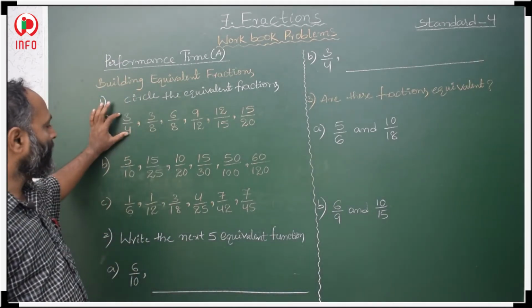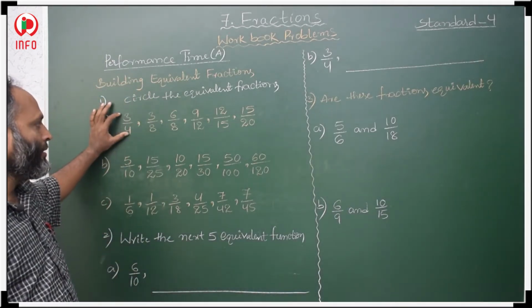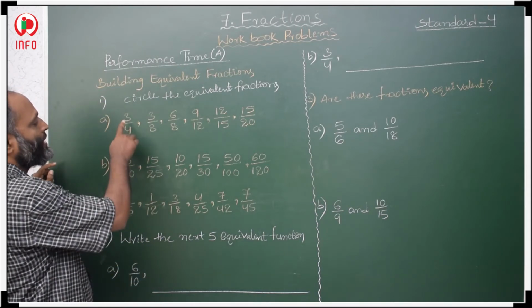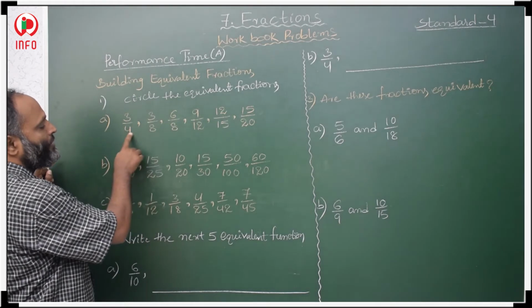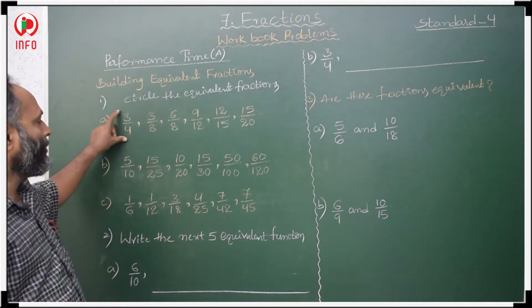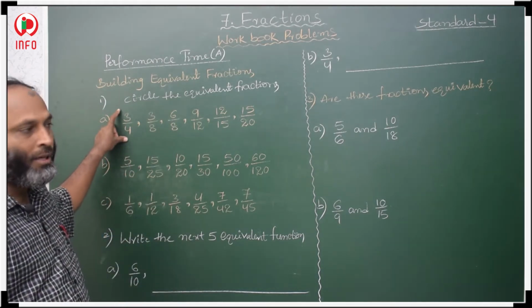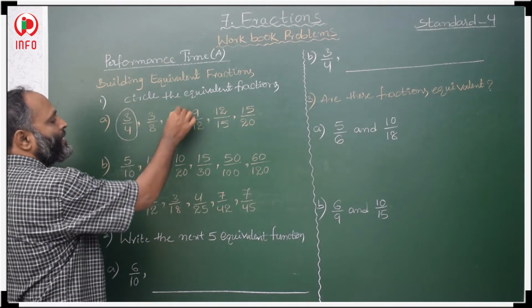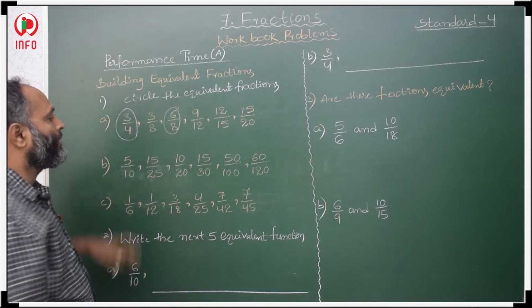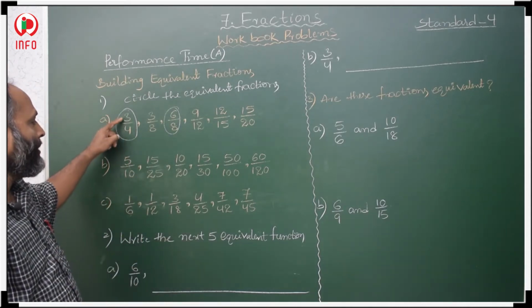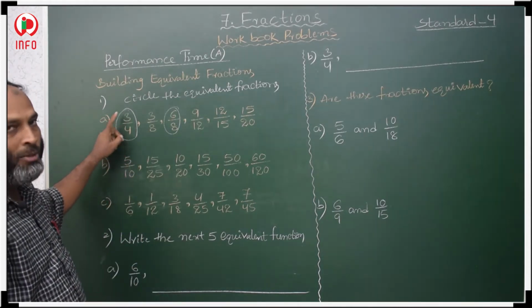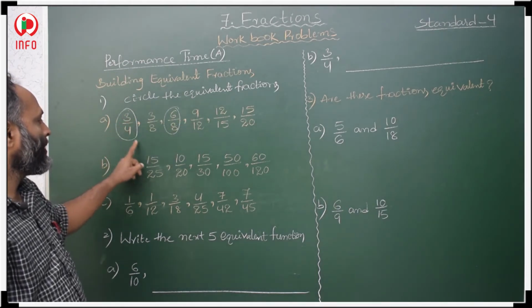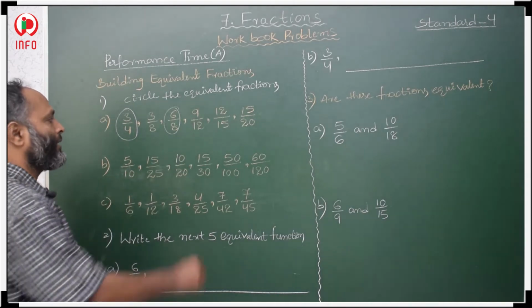First here 3 by 4, the first fraction is 3 by 4. First you have to multiply 3 with 2. 3 2s are 6, 4 2s are 8. If we multiply numerator and denominator with 2, then you will get 6 by 8. 3 by 4's equivalent fraction is 6 by 8. Then if you multiply 3 by 4 with 3, numerator and denominator, 3 3s are 9, 4 3s are 12. Then you will get 9 by 12.